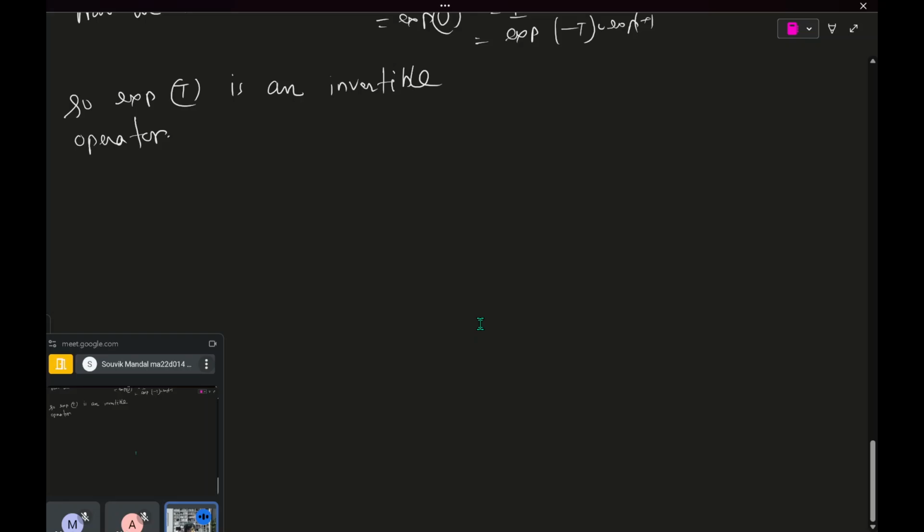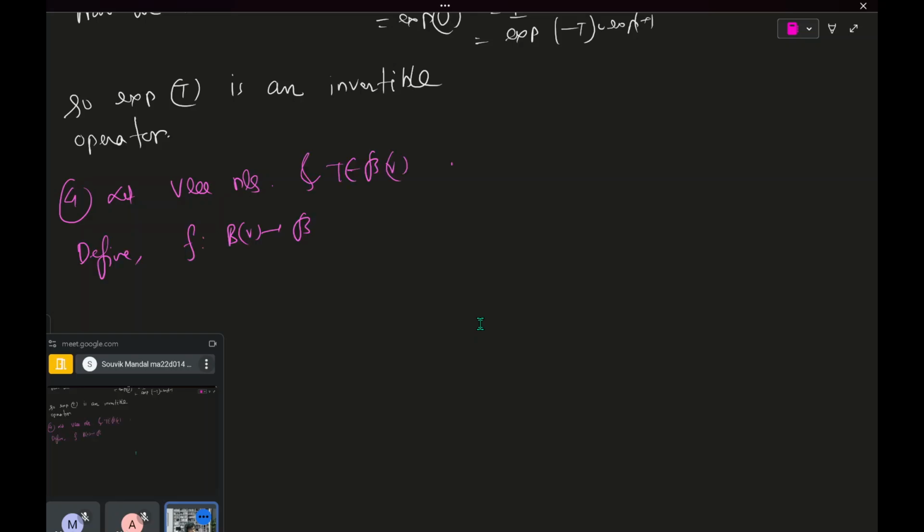So now question number 4. I mean, the previous question is basically exponential of T composed with exponential of minus T equal to the identity. So that's fine. Let V be a normed linear space, and let T be a bounded linear operator on V. Define F from the collection of bounded linear operators to itself by T goes to T squared.